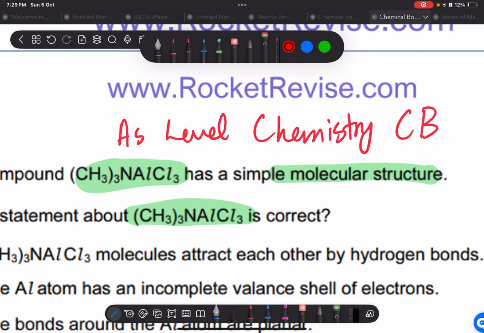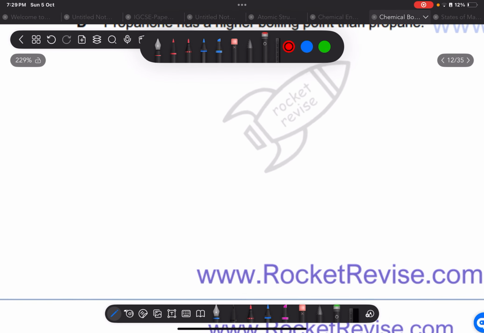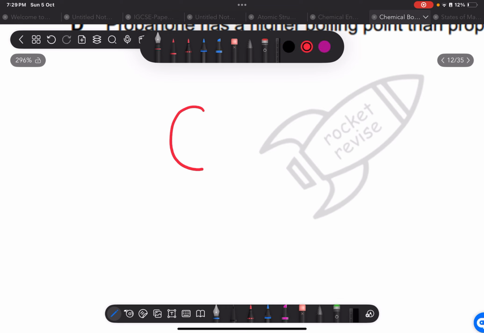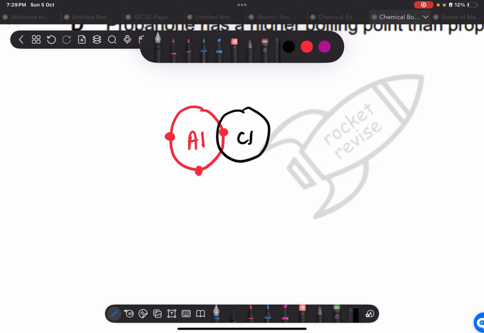First, let's understand what we have studied in A levels. We know that AlCl3 is a structure that we have studied, and this structure (CH3)3N is unknown. So let's first draw the thing that we know, AlCl3. It's going to be Al with three lone electrons, and there are going to be three chlorines bonded to it: a chlorine here, a chlorine here, and a chlorine here.